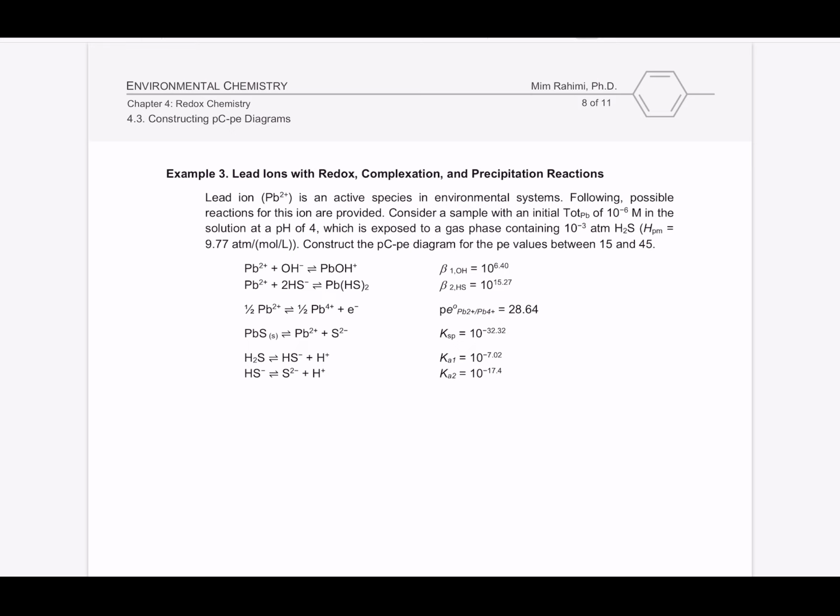So this is what we're expecting in our diagram. So the question is asking about lead, which is a big environmental concern. We have reactions, all the reactions provided.